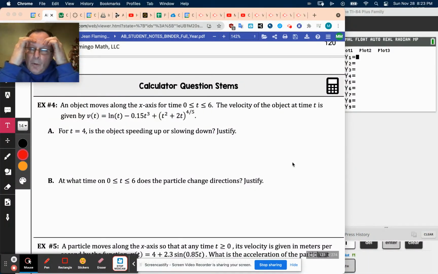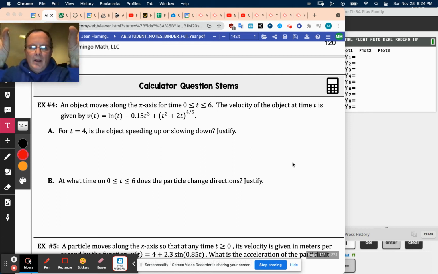Okay, example 4 is a calculator problem. This is awesome. It says an object moves along the x-axis from 0 to 6. The velocity is given by this crazy equation: natural log of t, and all this stuff. It says, for t equals 4, is the object speeding up or slowing down?